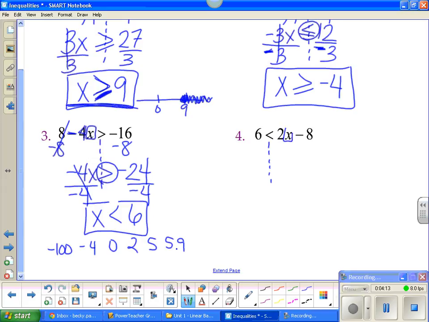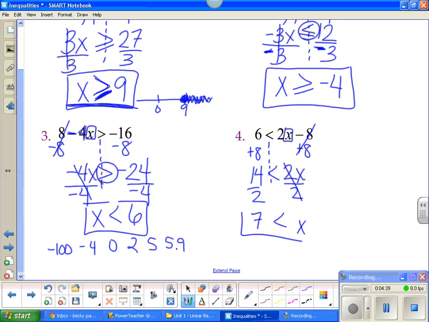Here's my x. So I'm going to add 8 to move him over to the other side. 6 plus 8 is 14. I did not divide by negative, so I do not flip, and I bring my 2x straight down. And now I'm going to divide by 2 to get my x by itself. I bring the x straight down. I bring my inequality straight down because I did not divide by negative. 14 divided by 2 is 7.